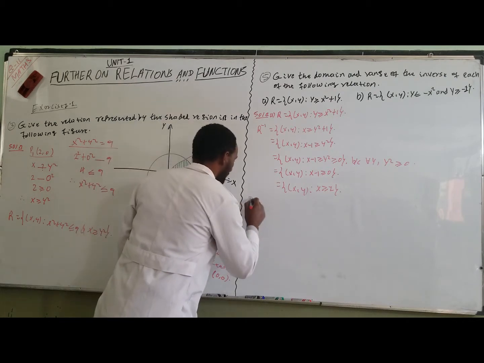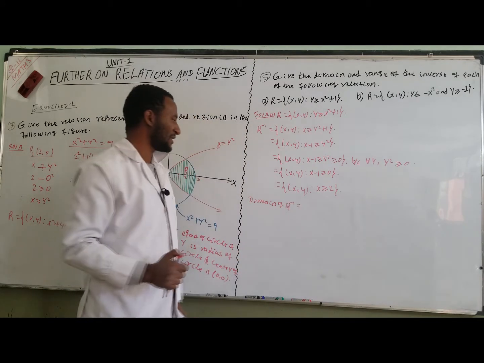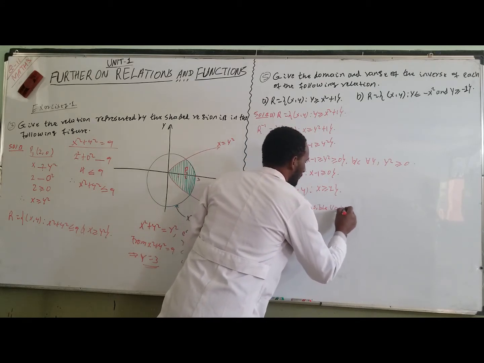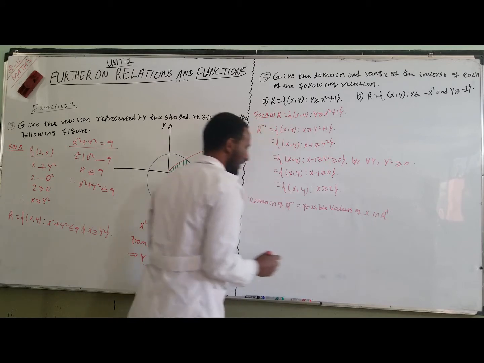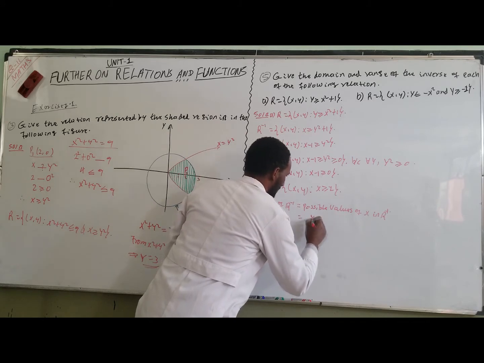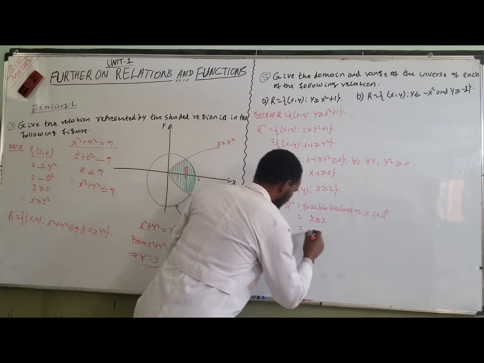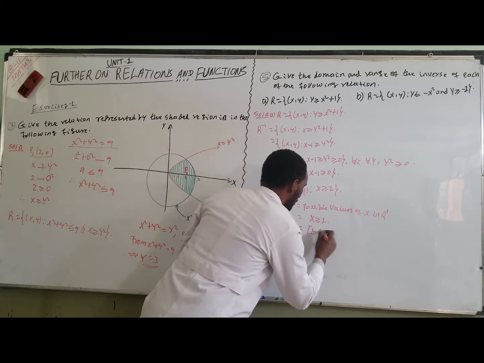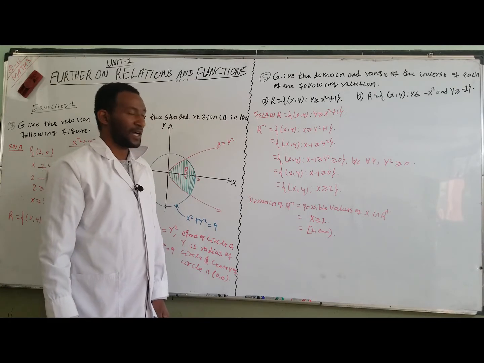When we find the domain of R inverse, the domain means the possible values of x in R inverse. Therefore, the possible values of x are x greater than or equal to 1, which means from 1 up to positive infinity. Therefore, the domain of R inverse is x greater than or equal to 1.